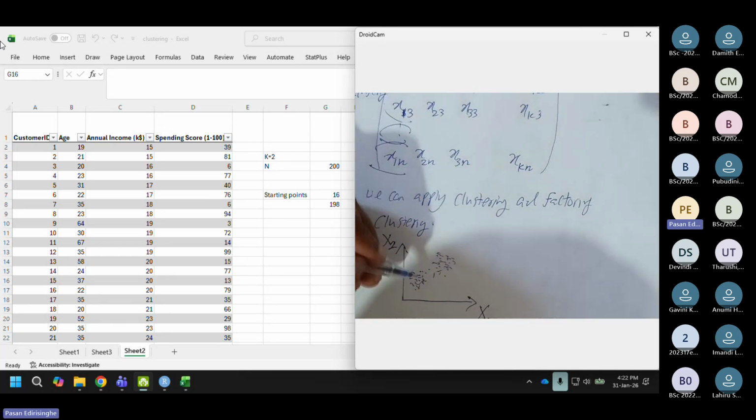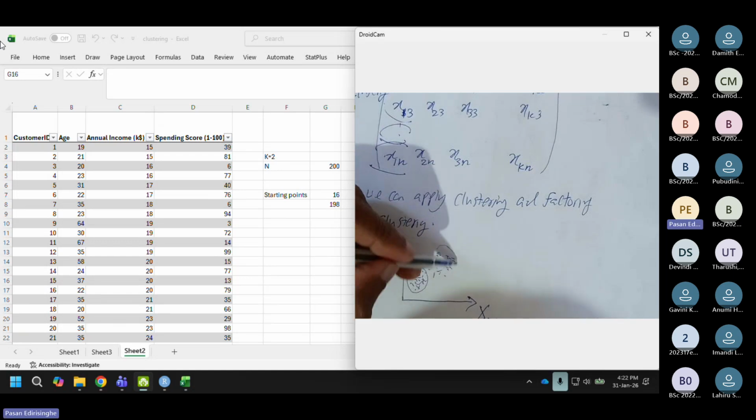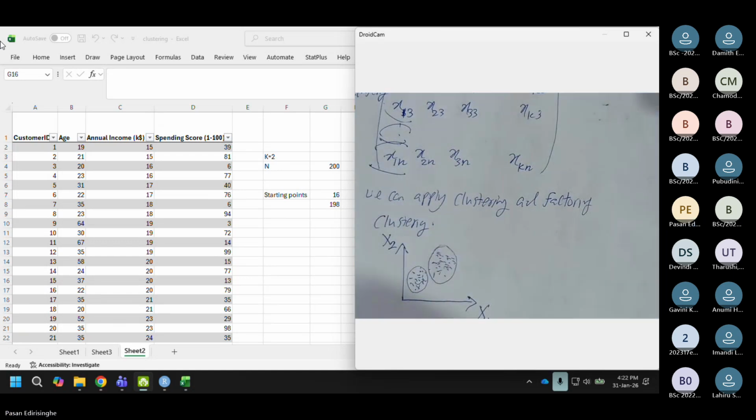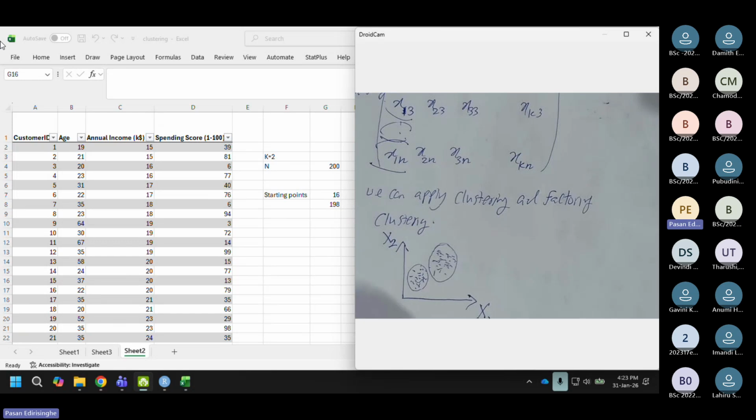Clustering means I can say this is one group and this is another group. I can find the grouping like that. That's the idea of clustering: we are classifying into two groups, finding some clusters. It is not always that easily visible, because there can be some overlapping and so on, so it's not that easy.